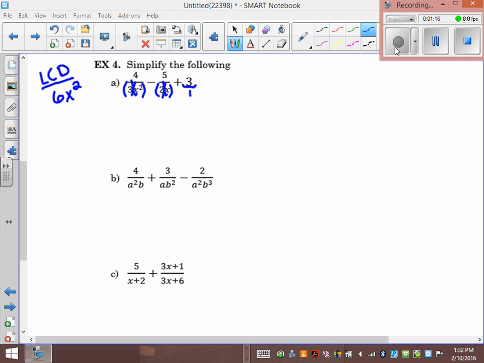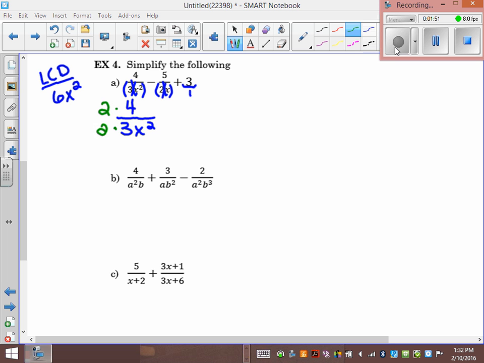Now we have to figure out what we have to multiply the top and bottoms by to make all of the denominators be 6x squared. So we have 4 and 3x squared. What do I have to multiply that by, Alexis? Try again. This one, what do I have to multiply to get 6? Yeah. It's multiplied by 2. And I don't have to multiply by any x's because it's already x squared.